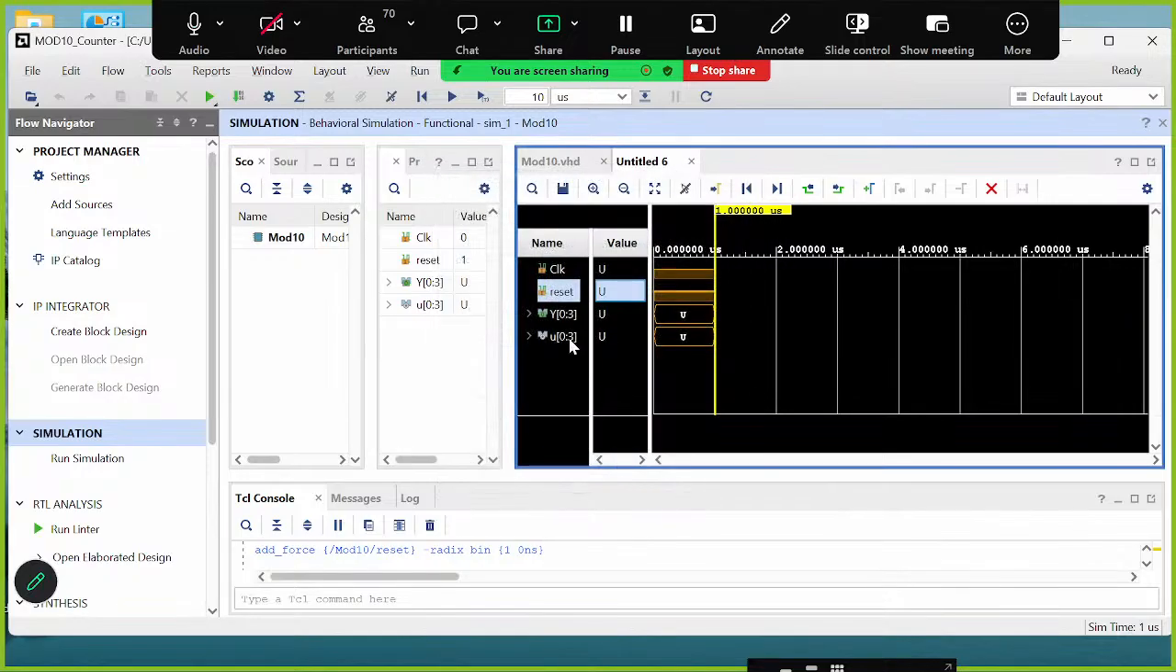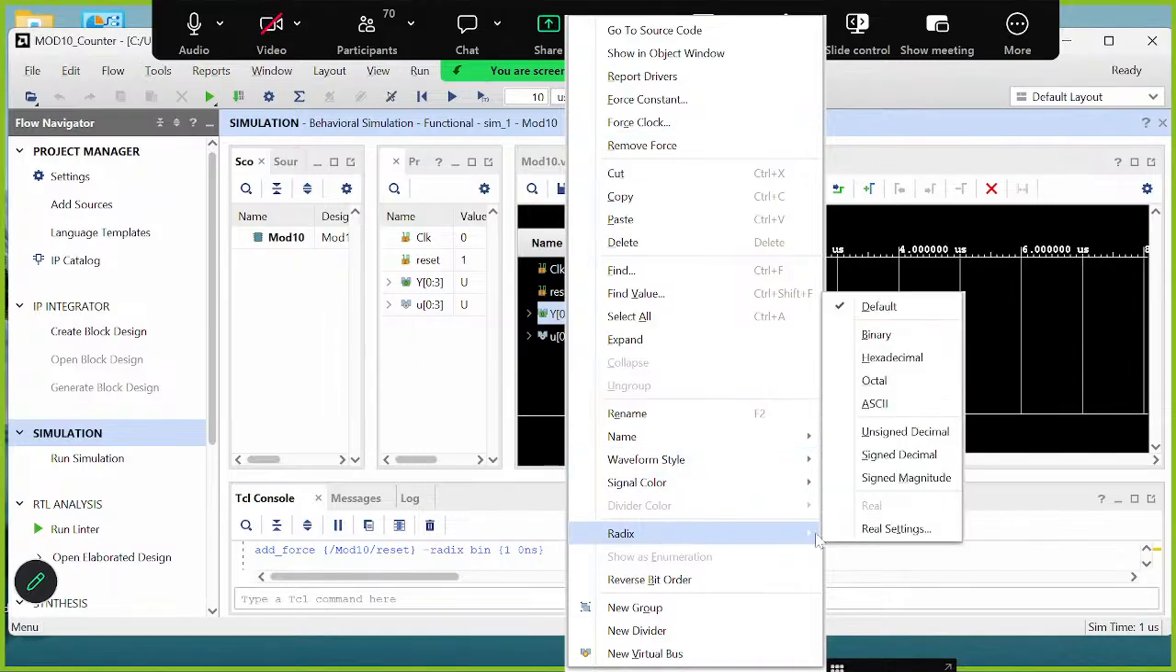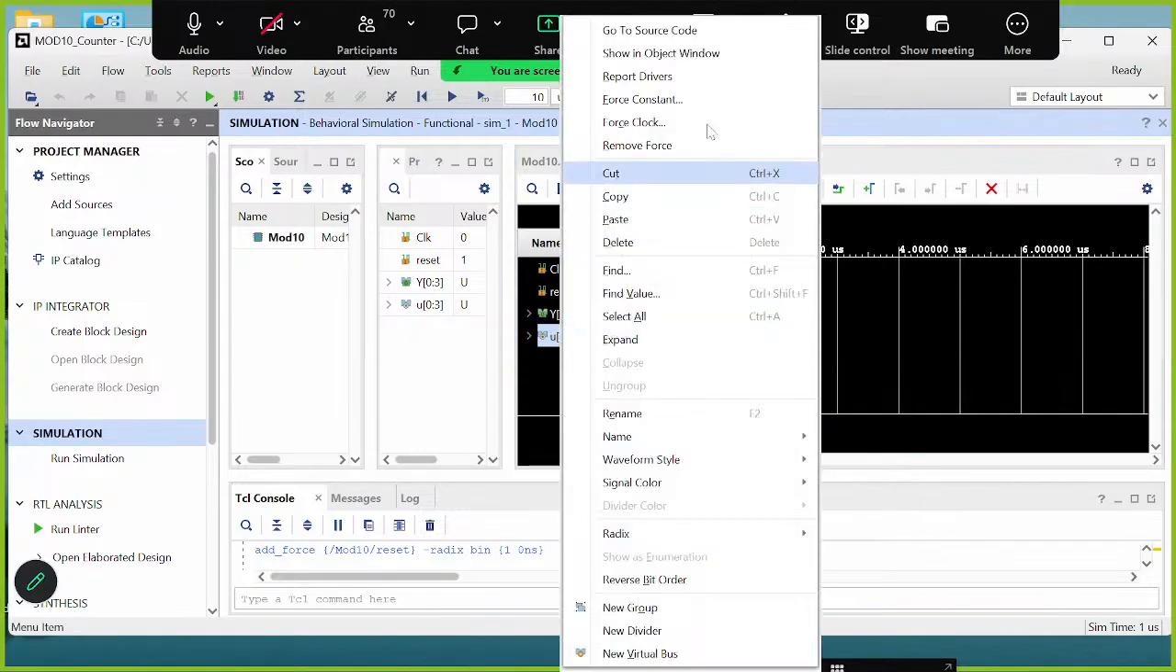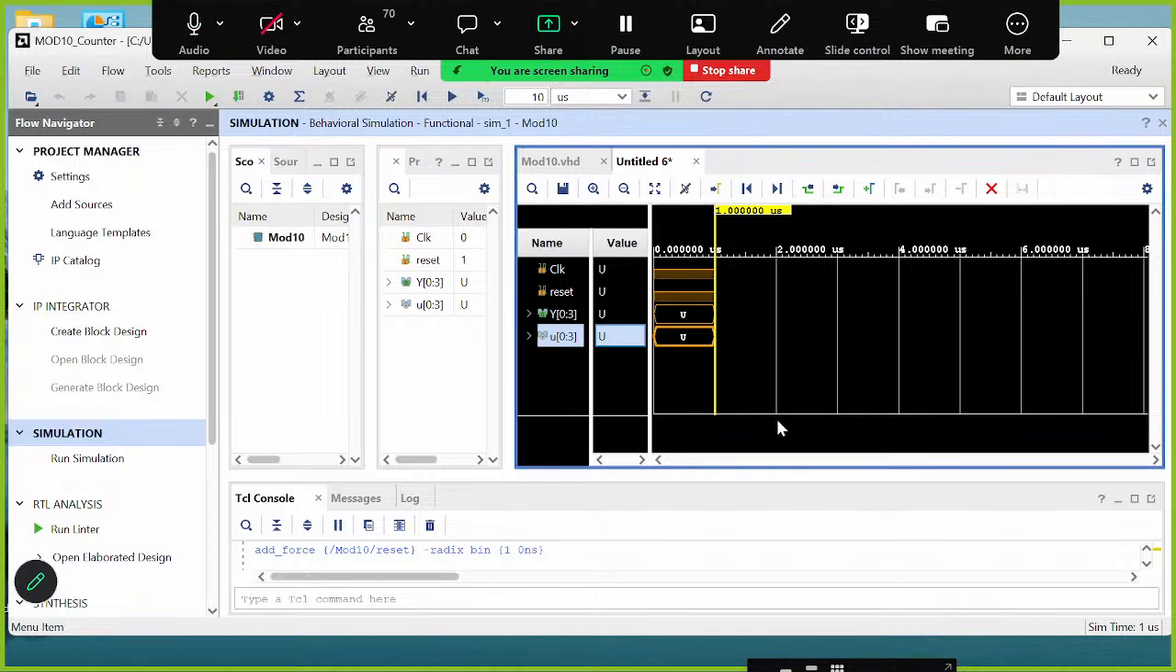Let's make the radix of these as a decimal so that you can see whether it is acting like a counter exactly as a counter or not. Unsigned decimal I have done.